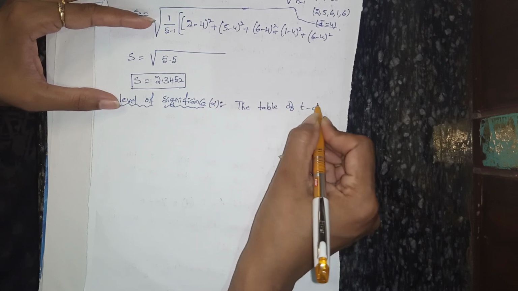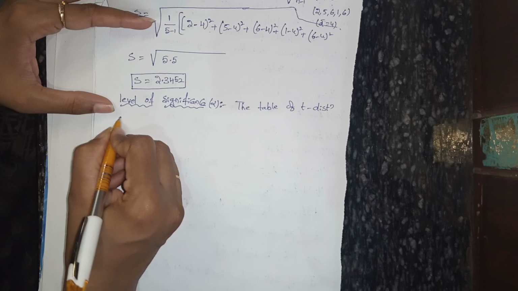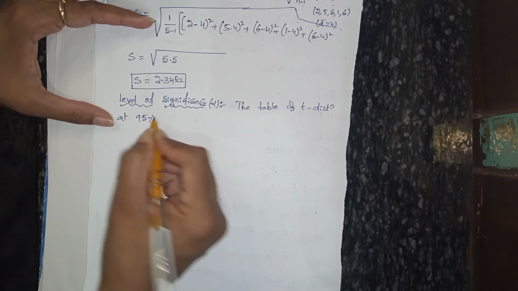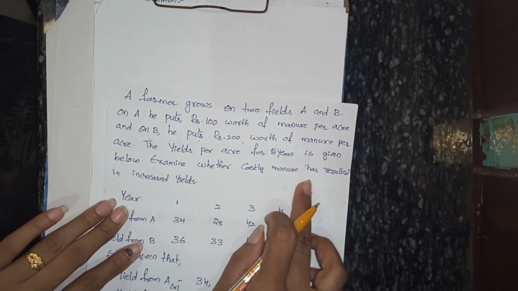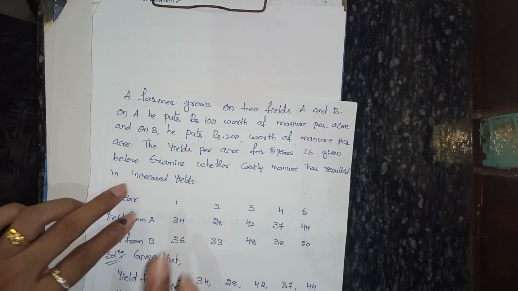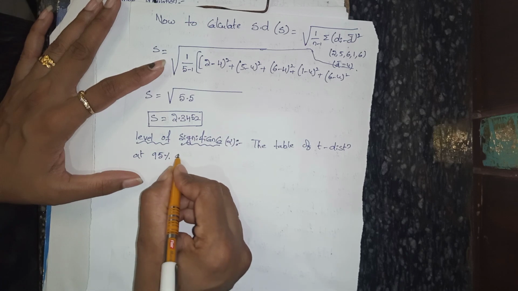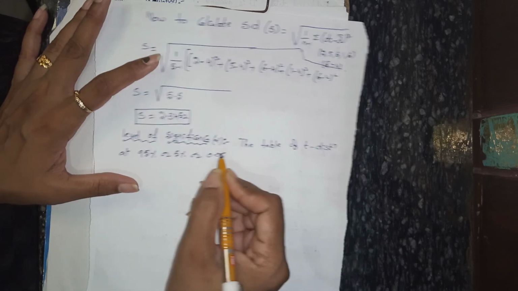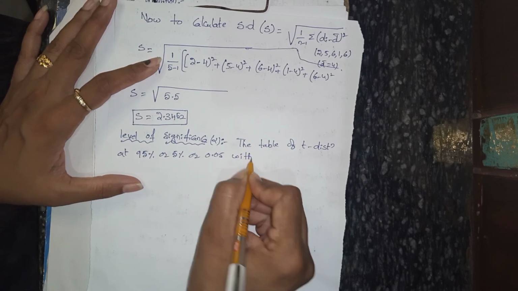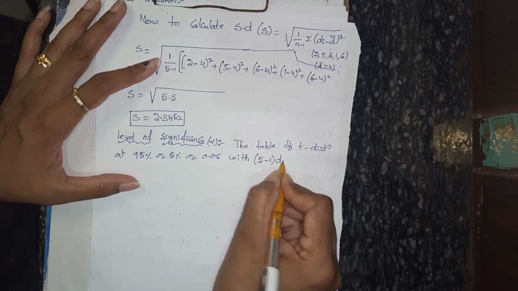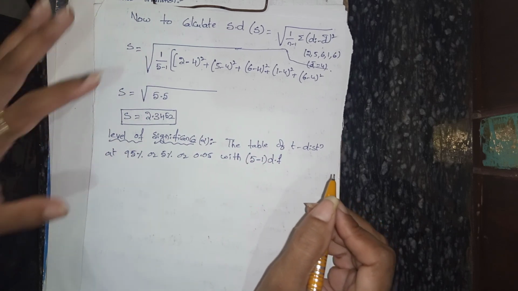of T distribution at 95%. Why? Because here in the question they did not give us any level of significance. If they don't give any level of significance, we have to select 95%, or else this is also called 5%, or else 0.05, with how much? N minus 1. That means 5 minus 1 degrees of freedom.